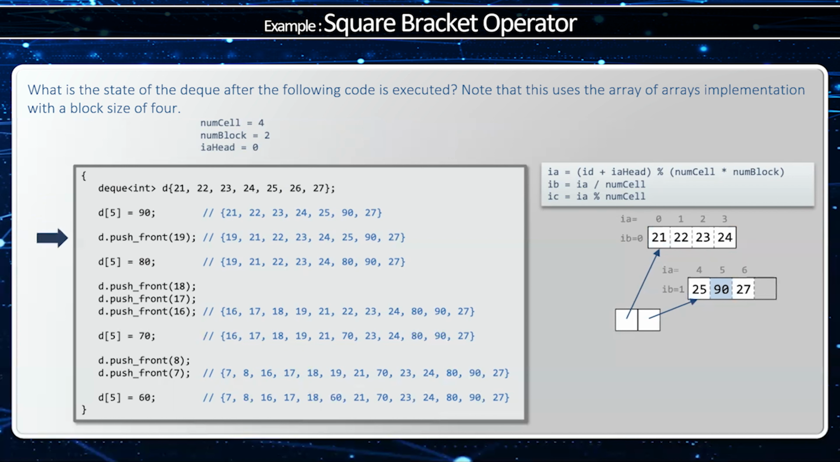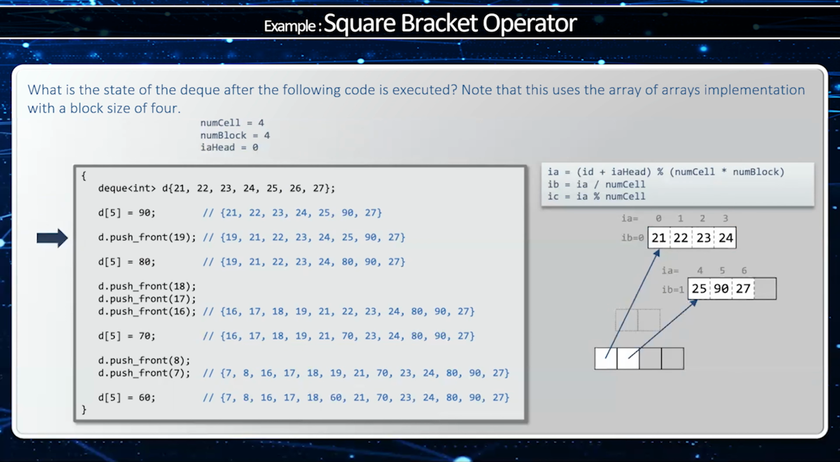Now, when I say push front 19, that's going to change many things. First of all, notice I don't have space at the front of my Deque. Therefore, I need to reallocate. I need to create a new block, but all the blocks are currently used. So now I have to have a new array of blocks. And this is going to change many things.